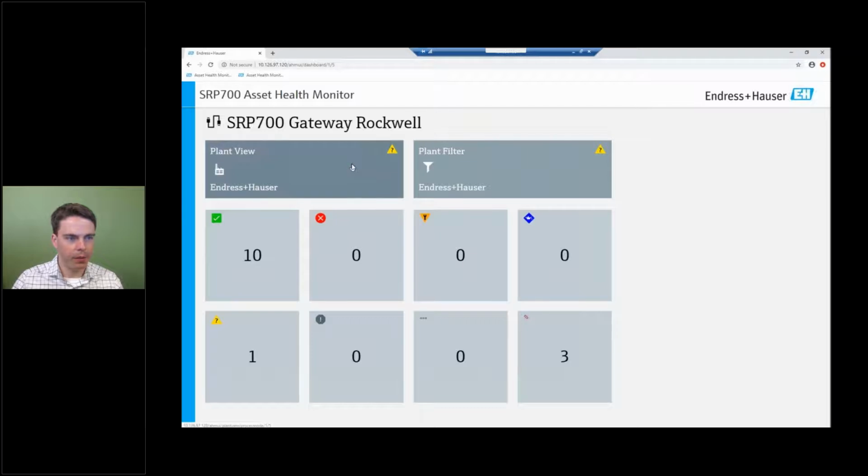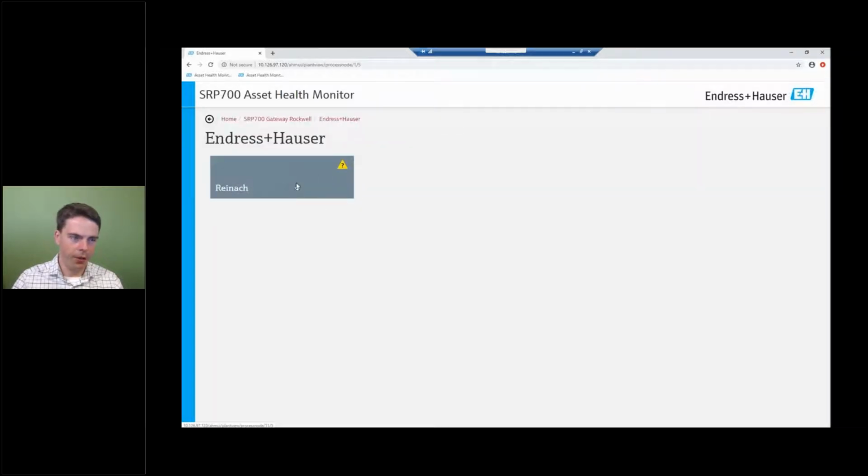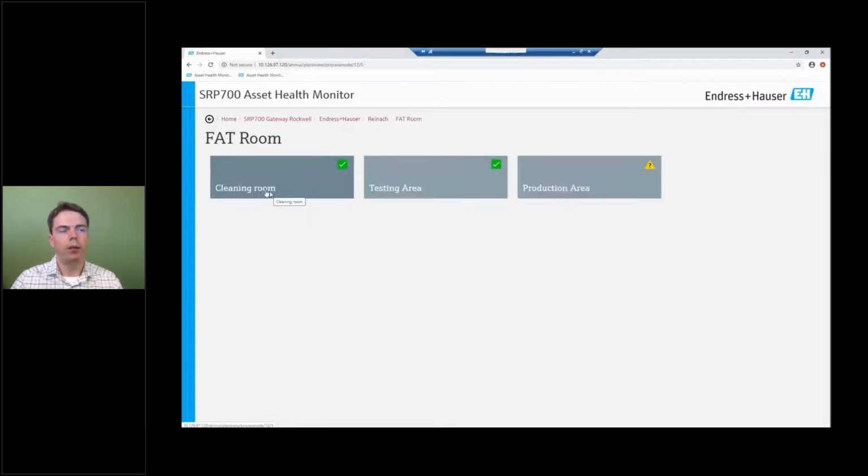Then we have the plan view, and we have here a location that's called Rheinach. That's the village or the city where our office is. Then we have here an area that's called FIT room. That's where the system is located. You can also call this area ABC, unit ABC, so you're completely free. And then below that, we can even do kind of sub areas. In this case, with cleaning room, testing area, and production area.